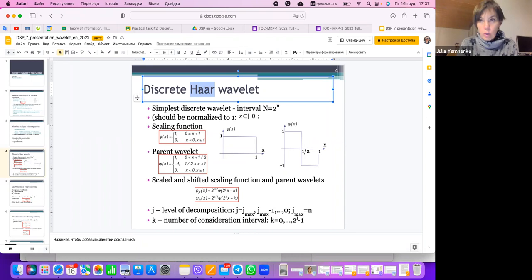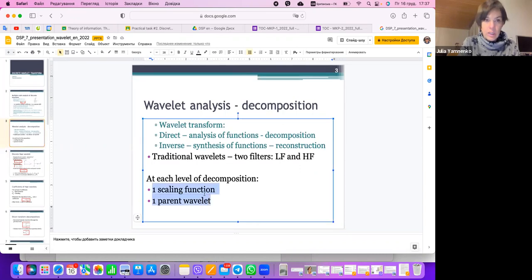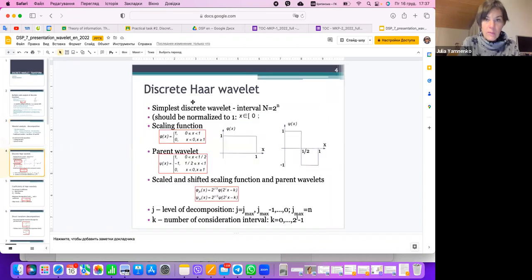Each wavelet could be described by two functions, as I told you before. The first one is a scaling function, and the second is a parent wavelet. So for the Haar wavelet, we have a first function that is very, very simple. It is equal to 1 on an interval that also has a duration of 1. And it is denoted by the Greek letter phi of x. So this first function, you can see it here on the graph, but also here in the form of an equation.